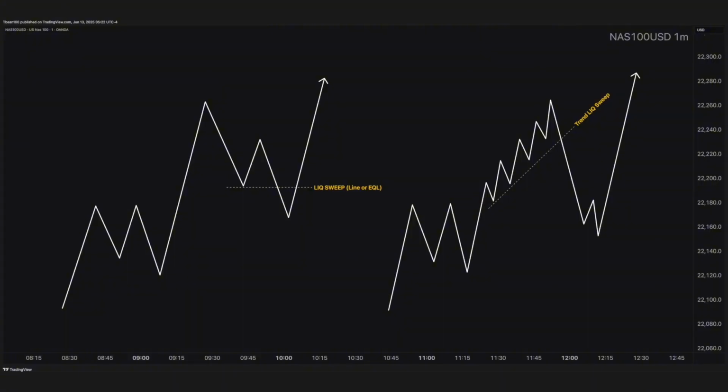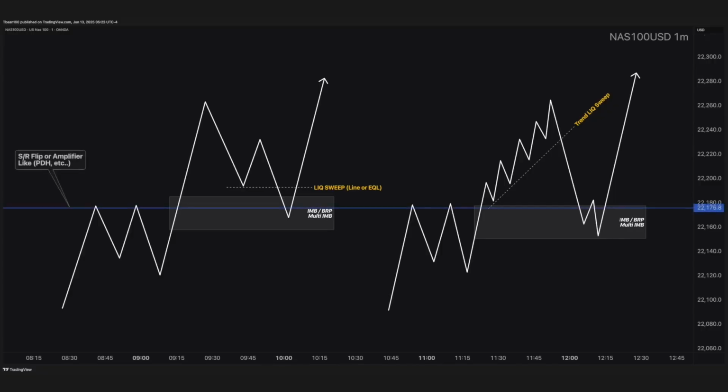First, price sweeps a sort of liquidity if it can, taking out some stop losses. Then maybe hitting an imbalance or possibly a BPR, balanced price range, or it can be a multi-imbalance level. Finally, if I can see an SR flip location or a masterclass amplifier, that could be amazing to support my entry as extra confluences.